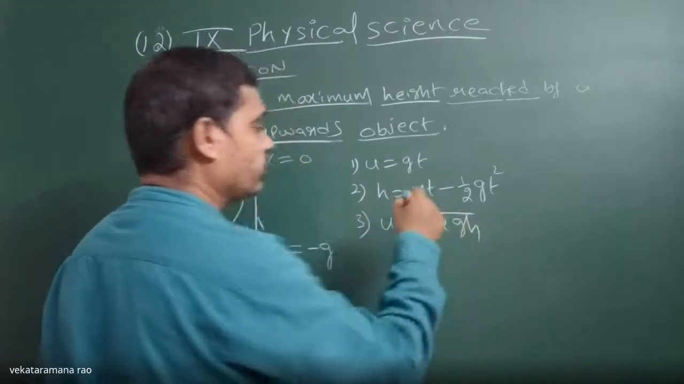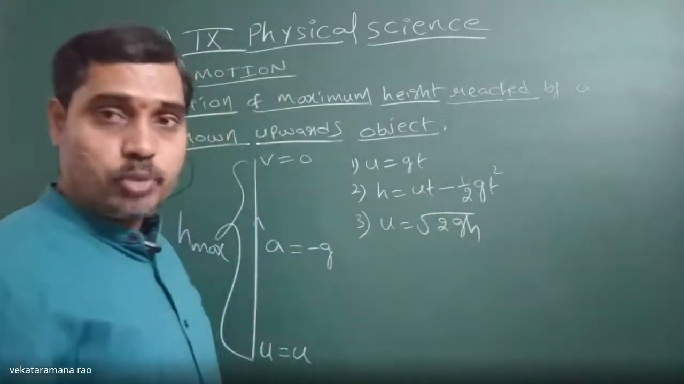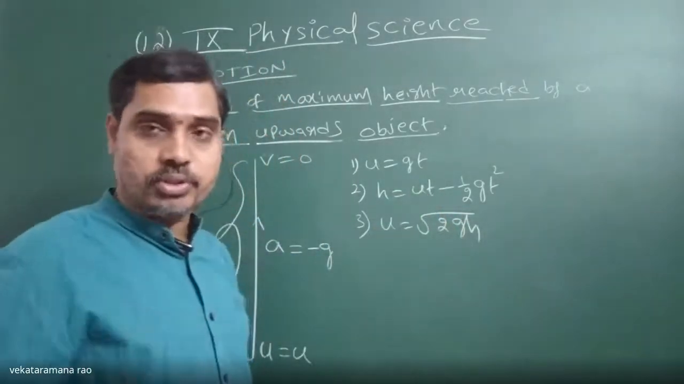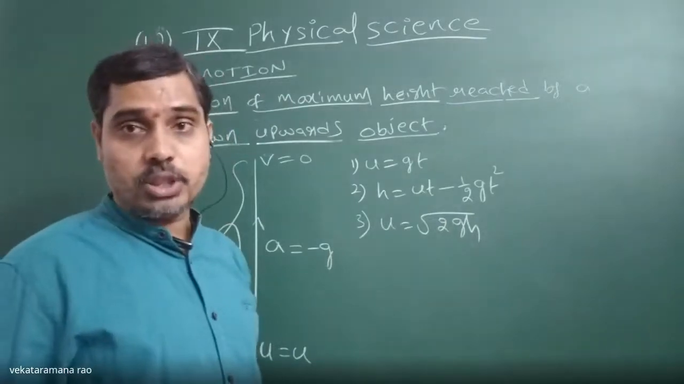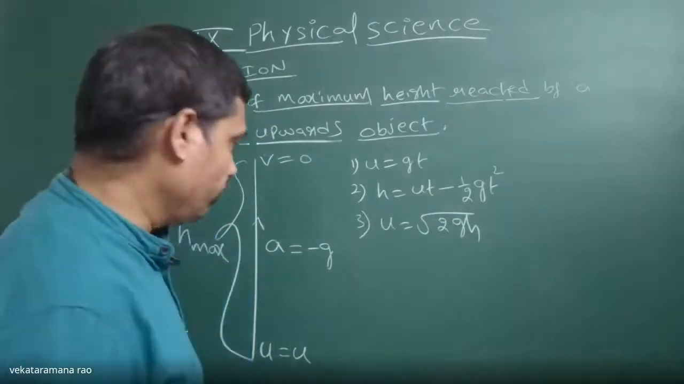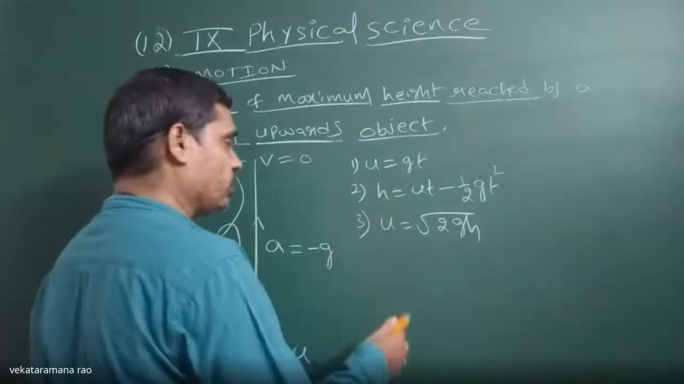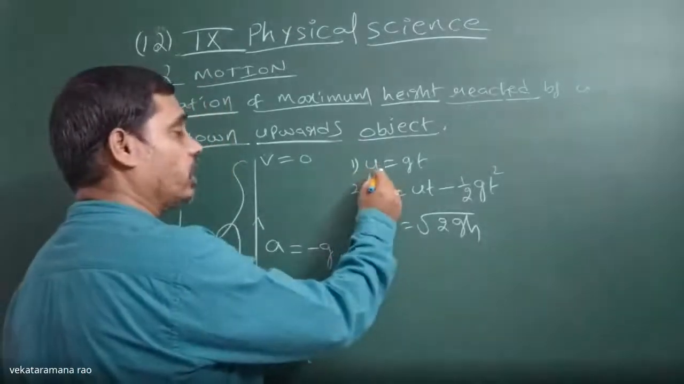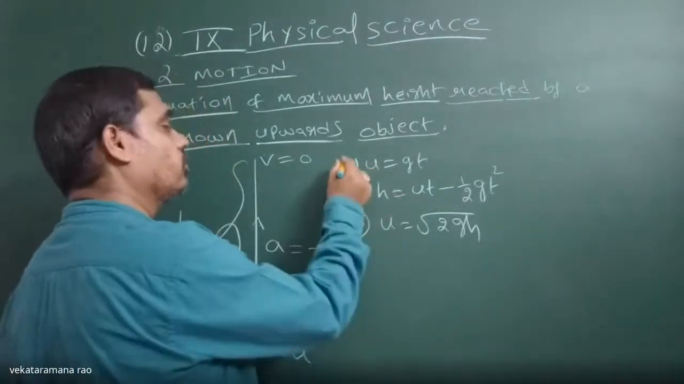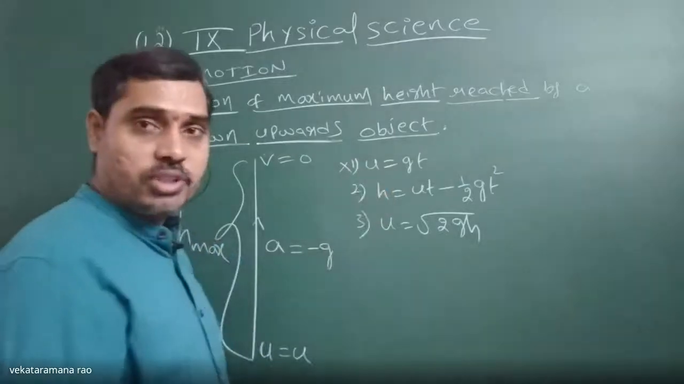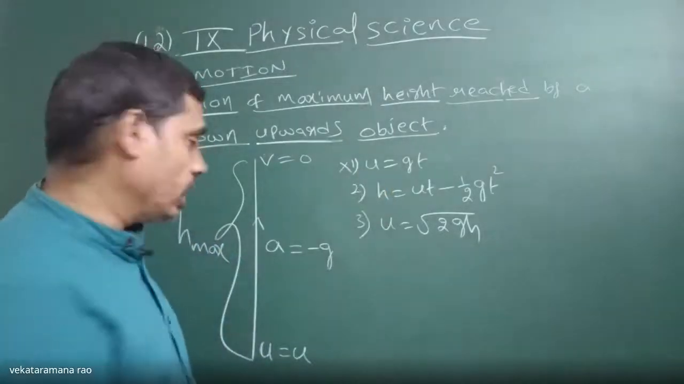What are all these ones? These are the equations of motion of a body thrown upwards. Now, if you consider these equations, from the first equation, can you get the h formula? We won't get it. So this equation is not useful for us to derive the h max formula.